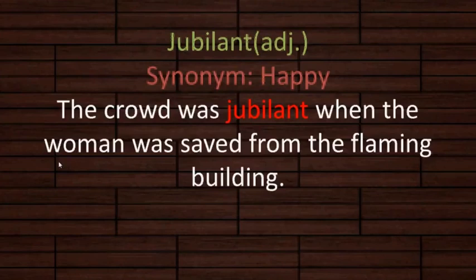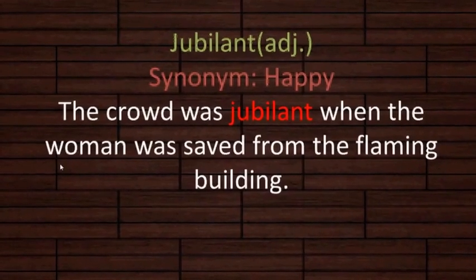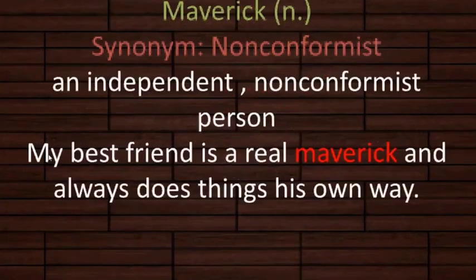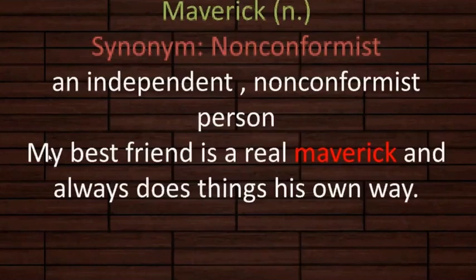Our first word is jubilant, and the synonym is happy. Our example sentence is, the crowd was jubilant when the woman was saved from the flaming building. Second word is maverick. It's a noun. Synonym is nonconformist. An independent nonconformist person. That's the definition. The example sentence is, my best friend is a real maverick and always does things his own way.